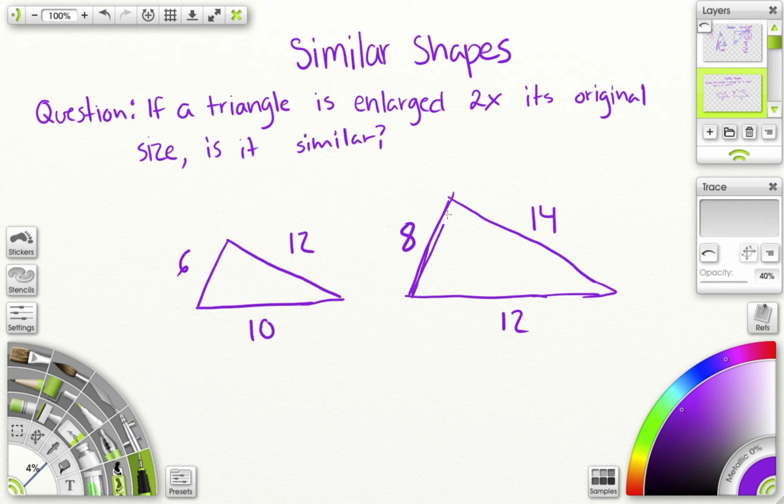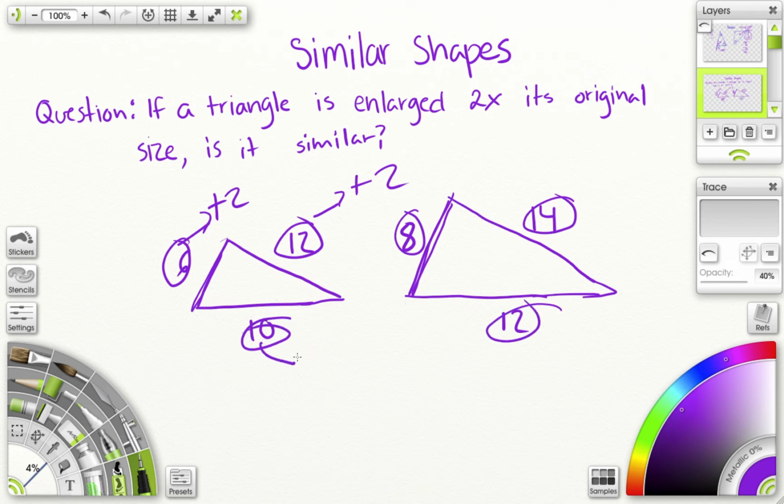These sides here are meant to be similar. So this is a triangle that wasn't turned or anything like that. It's just bigger. What's the difference between 6 and 8? I added 2. What's the similarity between 12 and 14? I added 2 to 12. 10 and 12? I added 2 to 10 to get to 12. So that's one way, is just by doing simple addition.